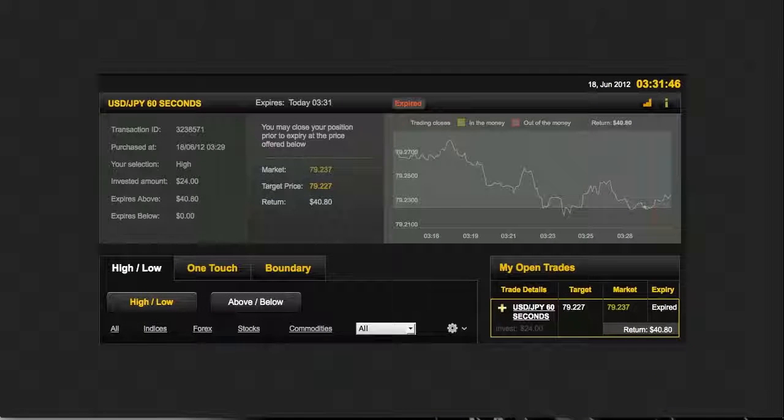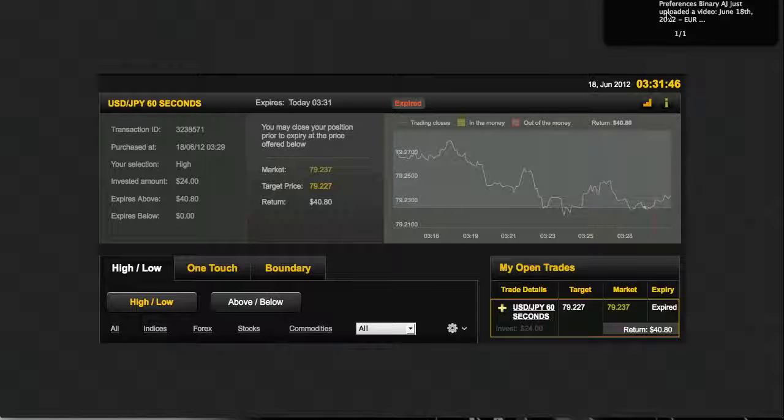on the 24Option platform on June the 18th, 2012 during the London session. This was a USD-JPY 60-second binary, and as you can see, it was a call option with a little bit of pain at the beginning, but nicely rose up in the direction I wanted. So basically, I'm going to go through with you why it was a success and show you the chart work.